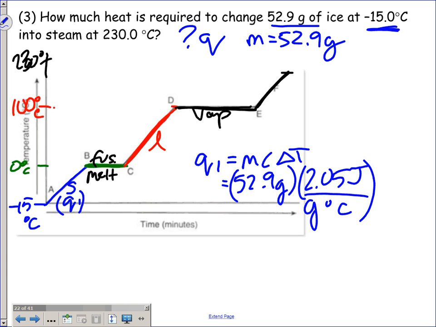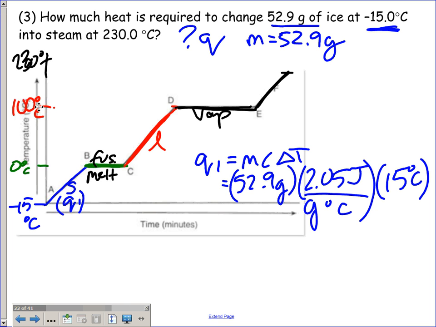What is the temperature change that's occurring in this ice section? 15, right? 0 minus a minus 15 is just positive 15, right? So we have now just looked at the graph, pulled the information off. I'm just plugging in here. I'm not even going to calculate yet because I know you guys can calculate.